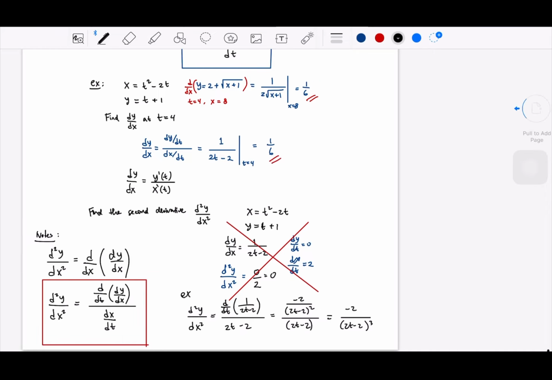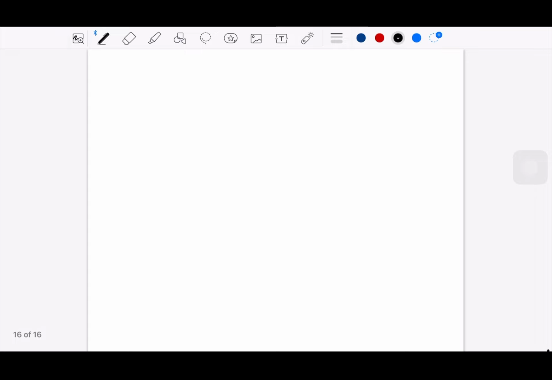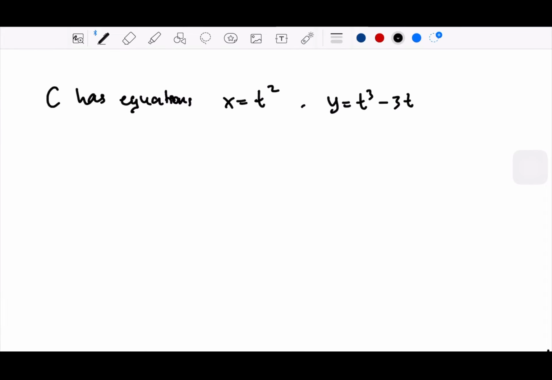Okay, one example, and then I think we can finish. So let's say we have a curve C with equation x is t squared, y is t cubed minus 3t. It's actually the same as the example in your textbook. I think we will have more practice tomorrow. This is just to illustrate how we can solve.